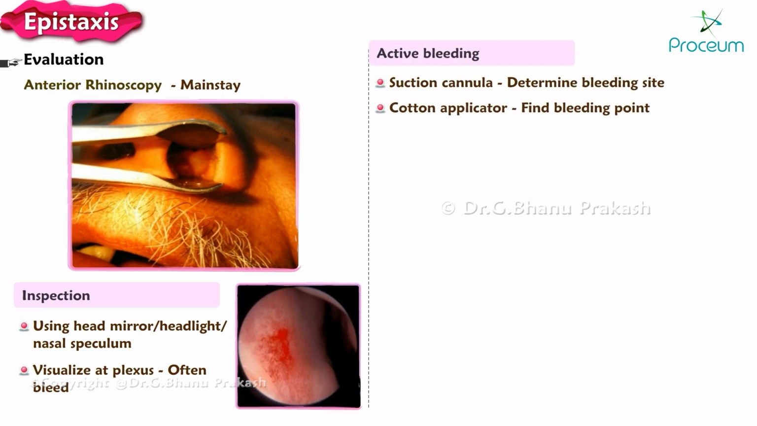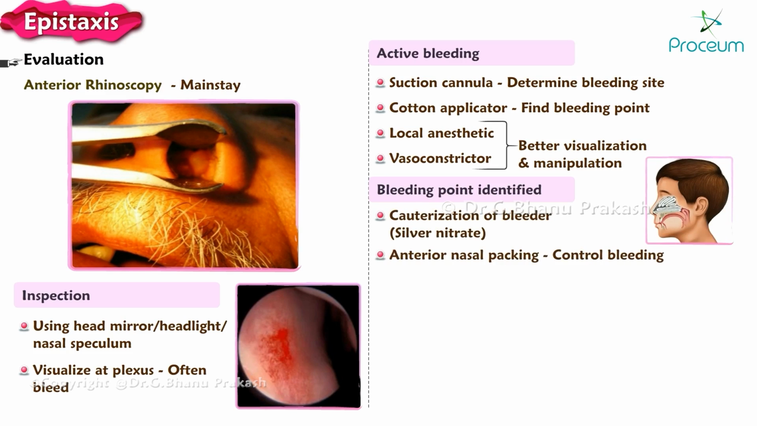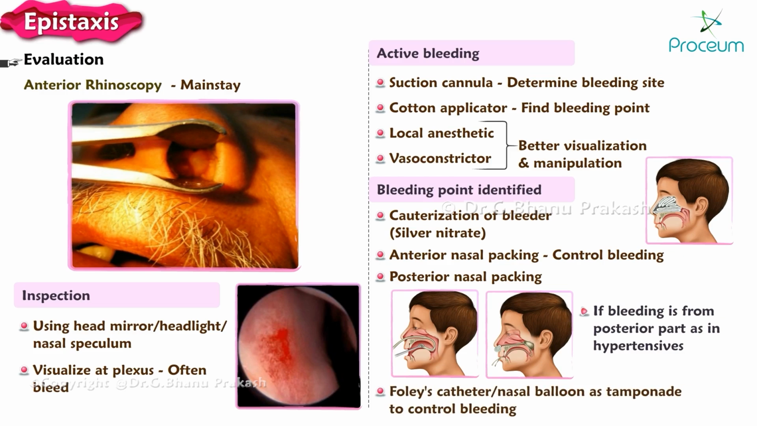Sometimes a cotton applicator may be used to find the bleeding point. Local anesthetic and vasoconstrictor may be required for better visualization and manipulation. If the bleeding point is identified, cauterization, silver nitrate of the bleeder, or anterior nasal packing may control bleeding. Posterior nasal packing may be required if the bleeding is from the posterior part, as in hypertensives. Alternatively, a Foley's catheter, or nasal balloon, may be used as a tamponade to control the bleeding.